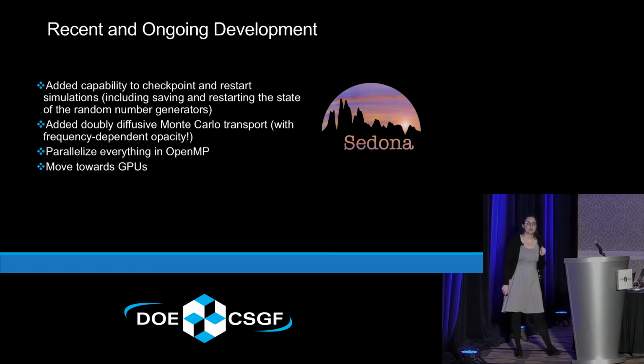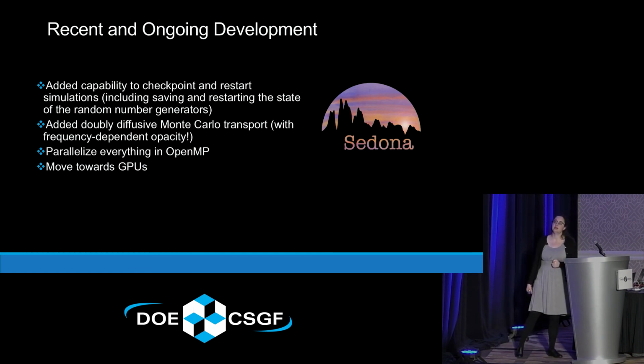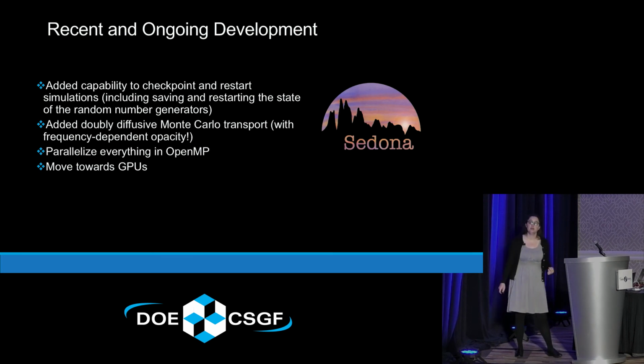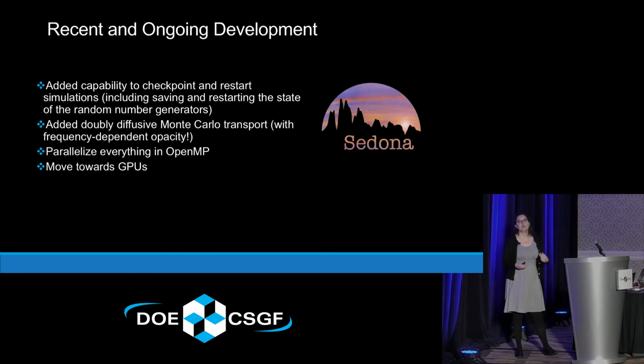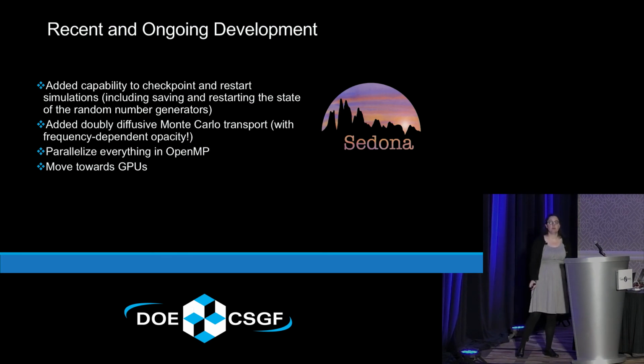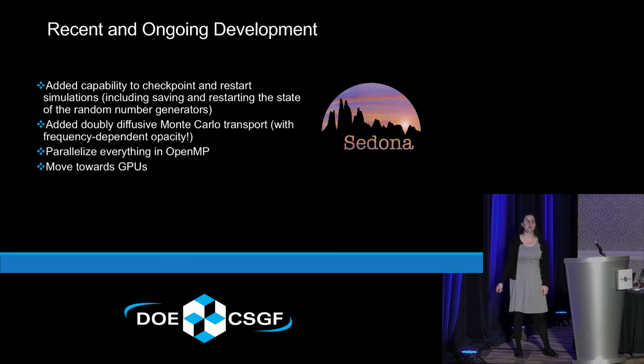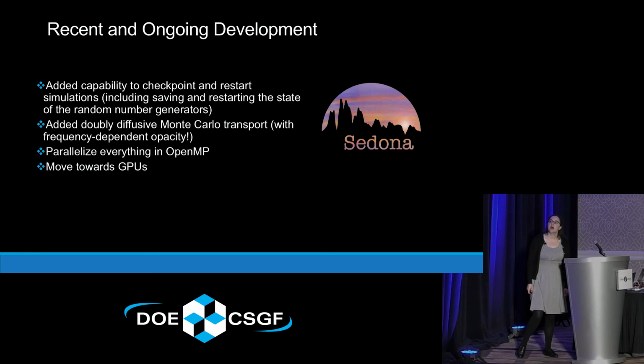There's also a postdoc at Santa Barbara, Benny Sang, who recently added doubly diffusive Monte Carlo transport, which will be very useful in these high optical depth regimes where the mean free path is very low, and there are many, many, many scatters that need to happen in the particles for them to get out. So this will hopefully help the performance of the code a lot, especially at early times in these transients.